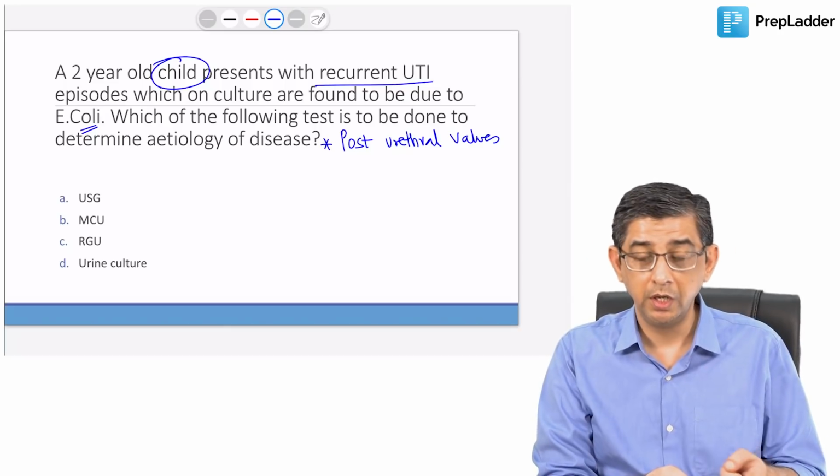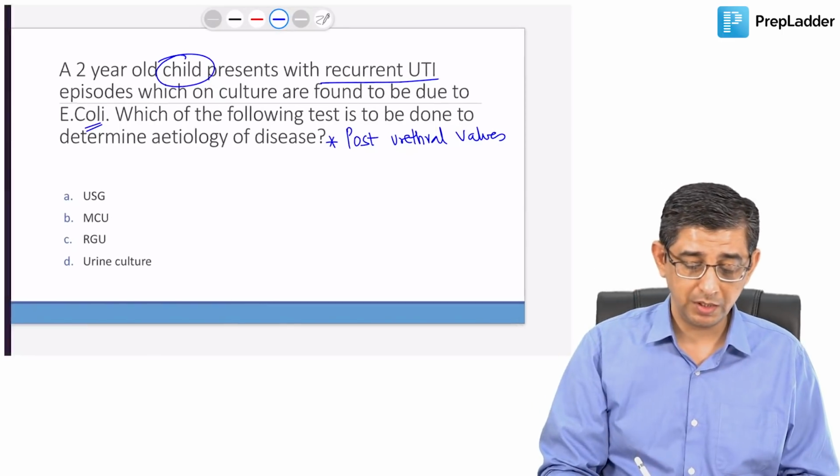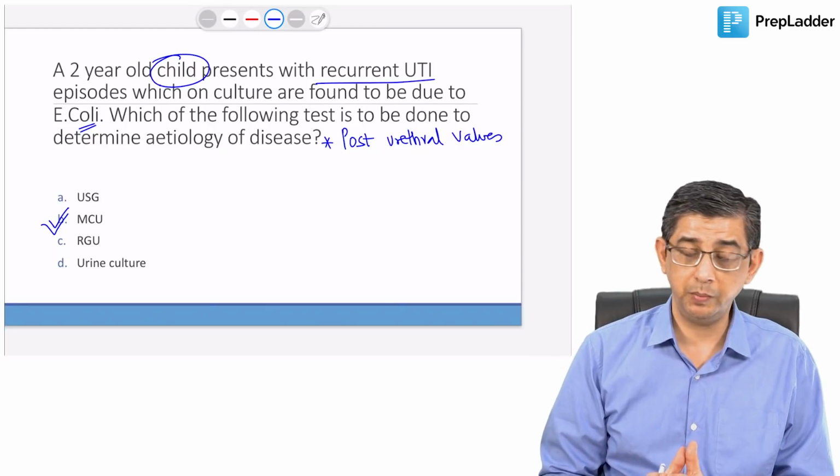Make the child urinate, and when he's urinating, that is when we will take the scans. The test is called MCU, that is micturating cystourethrography. The answer to this question will be option number B.